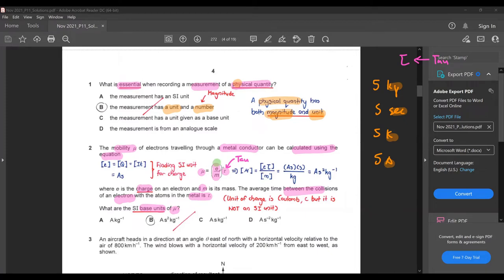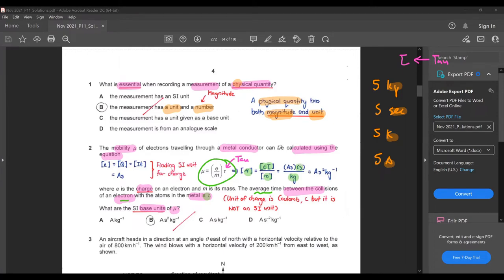Based on this given equation, the unit of mu would be the unit of e times tau divided by m. Now the unit of mass, this one you can easily work out as kg. The unit of tau is actually the average time between the collisions of electron with the atoms, so the unit of tau would therefore be in seconds.